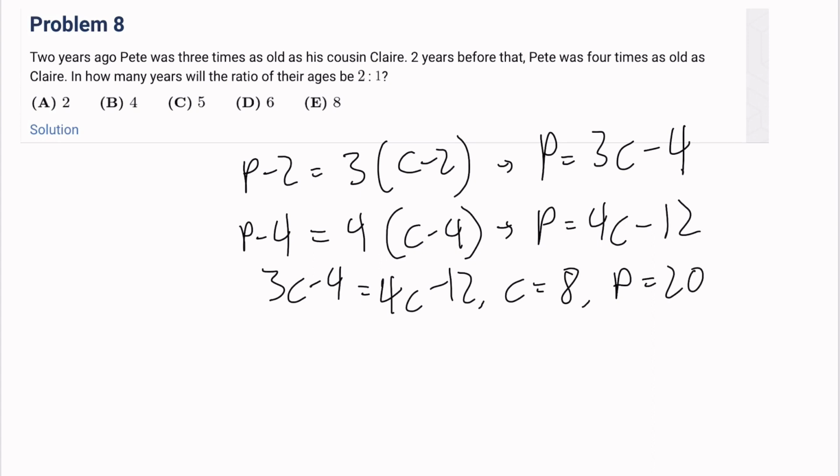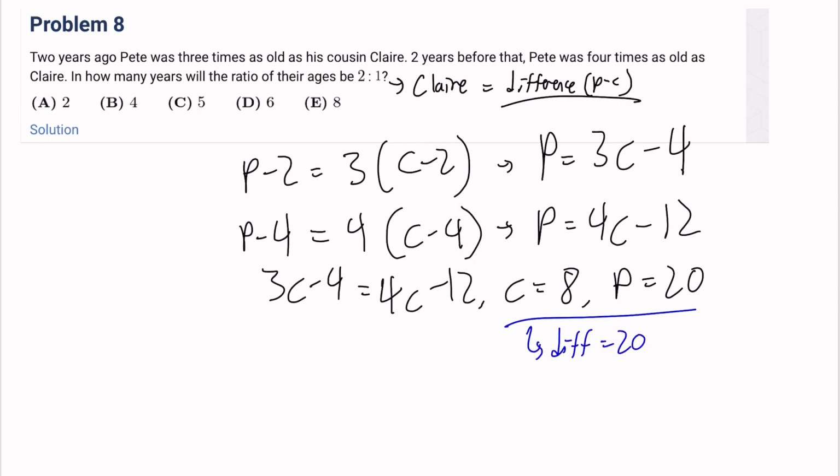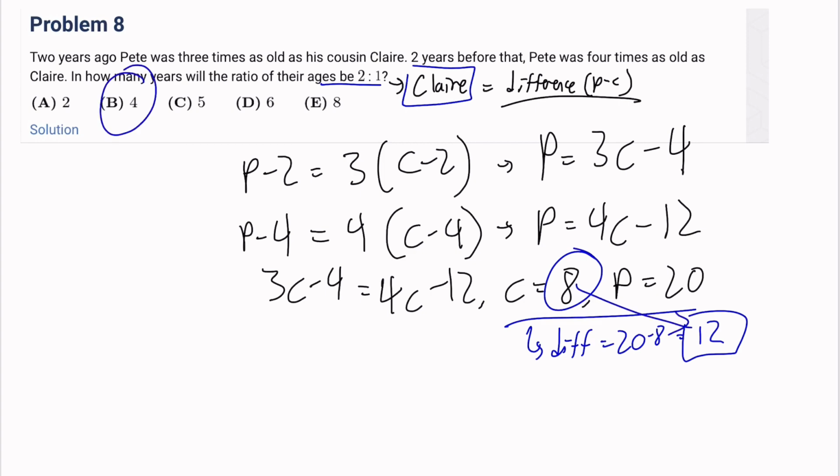And so for the ratio of their ages to be 2 to 1, that means Claire's age equals the difference between Pete minus Claire, right? But this difference will always stay constant, right? And so this difference is, let's do this in a different color. Difference is 20 minus 8, which is 12 years. And so for this to happen, Claire has to be 12 years old. And since Claire is 8 now, that will happen in 4 years. The answer is 4, it's B.